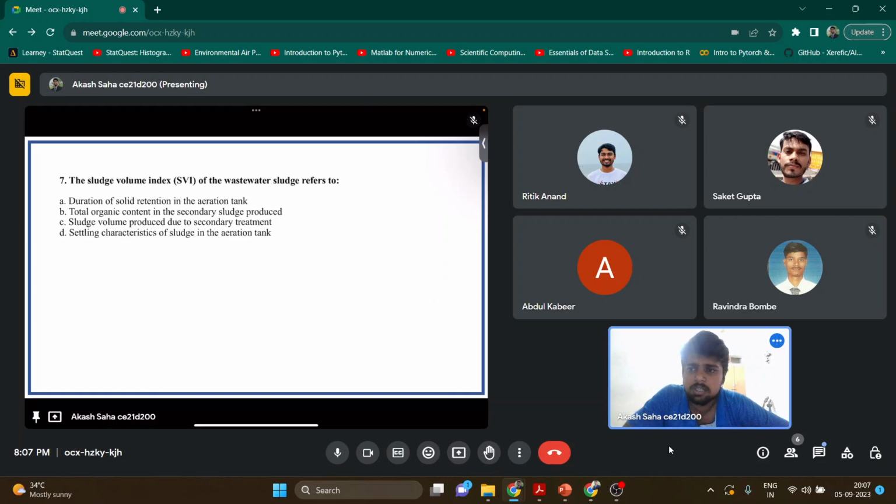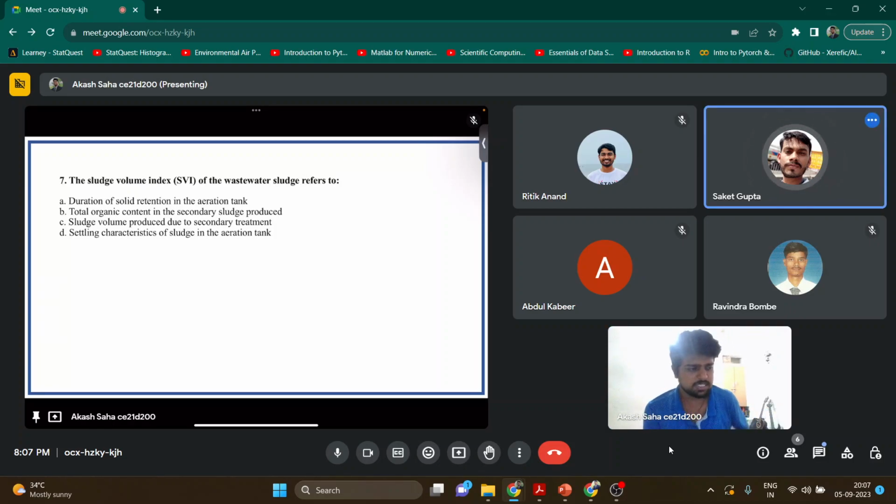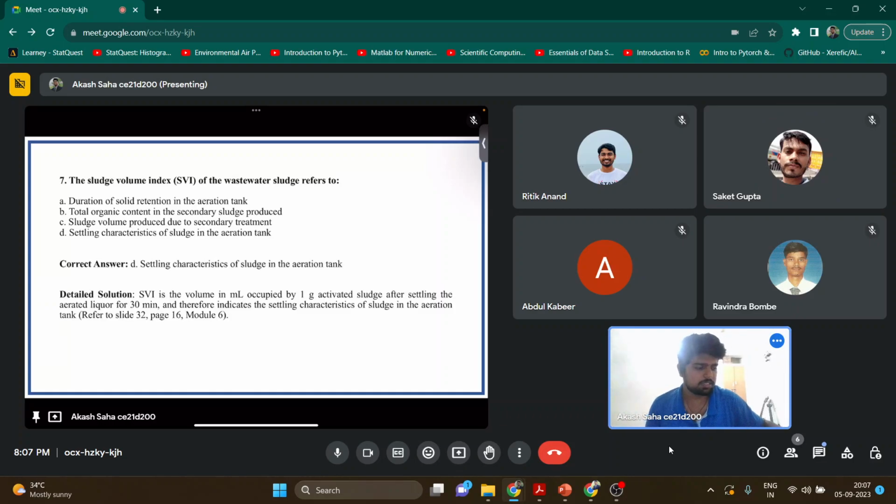Now, the next question. The sludge volume index of wastewater refers to the duration of solid retention, total organic content, sludge volume produced during secondary treatment, or settling characteristics of the sludge. Which of the following statements refers to the SVI, the sludge volume index? Settling characteristics, yes. So it defines the settling characteristics.